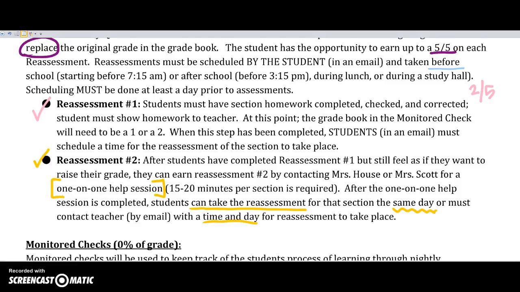This is video number 1. We're going to get into video number 2, where we're going to talk about monitored checks, what homework looks like for grading for learning, and a couple other things. And hopefully grading for learning is a little bit less muddy than it was before. So look for the next video coming up next.